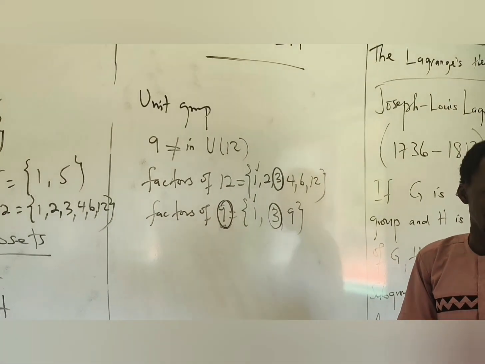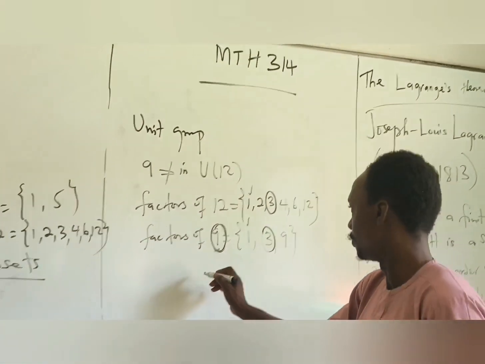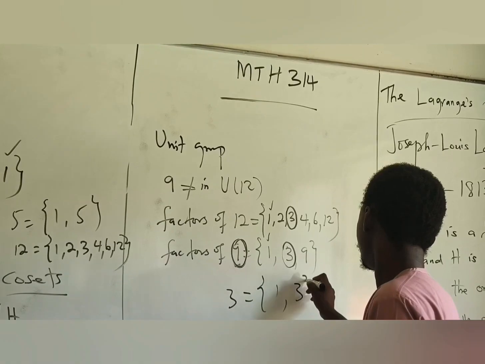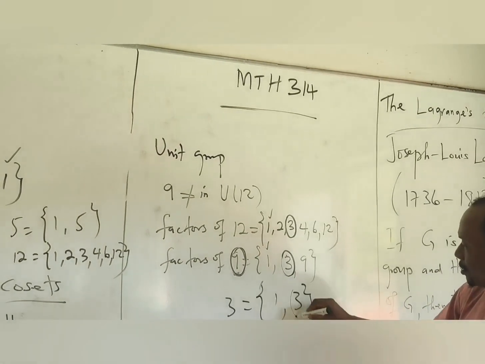You're also asking about 3. The same thing. So repeat the factors of 3. Factors of 3 are what? 1, 3. Can you see? See, 3 is here. 3 is here.